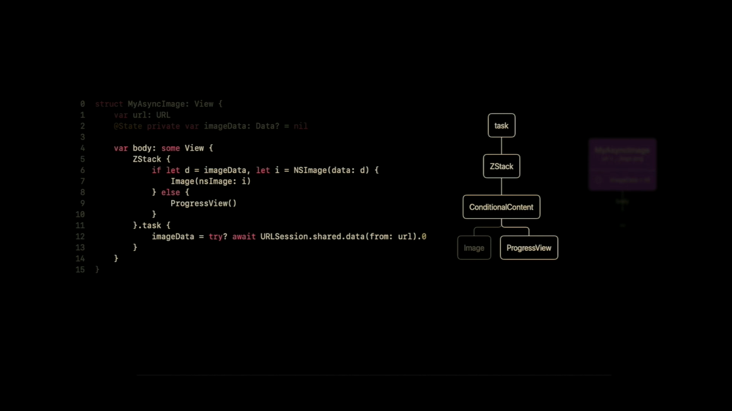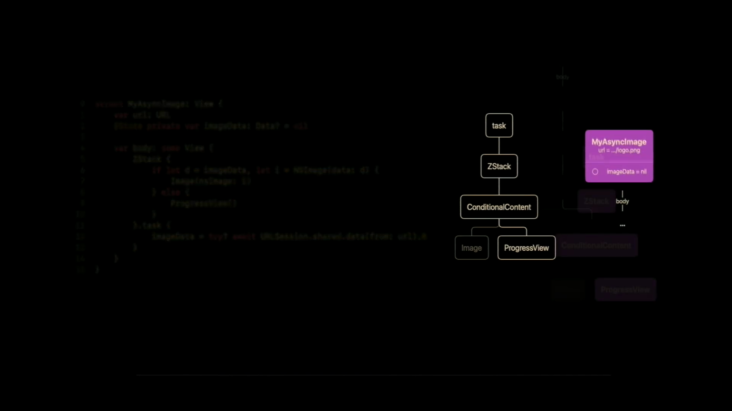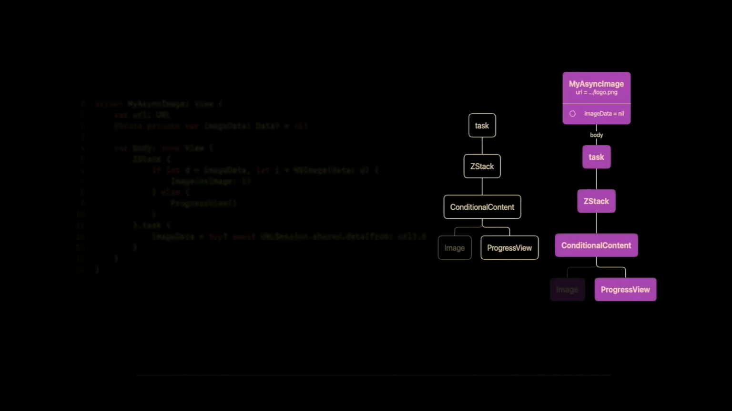OK, so I think we're done with our view tree. We're good now. Now we can turn this into a render tree. And I think this is also very interesting. So this is a one-to-one translation, and we can really see this here. So let me highlight that. The task and the task are the same, and the ZStack and the ZStack, and the conditional content and conditional content, and the progress view and the progress view. So this is a direct copy. But there's a little bit more to it.